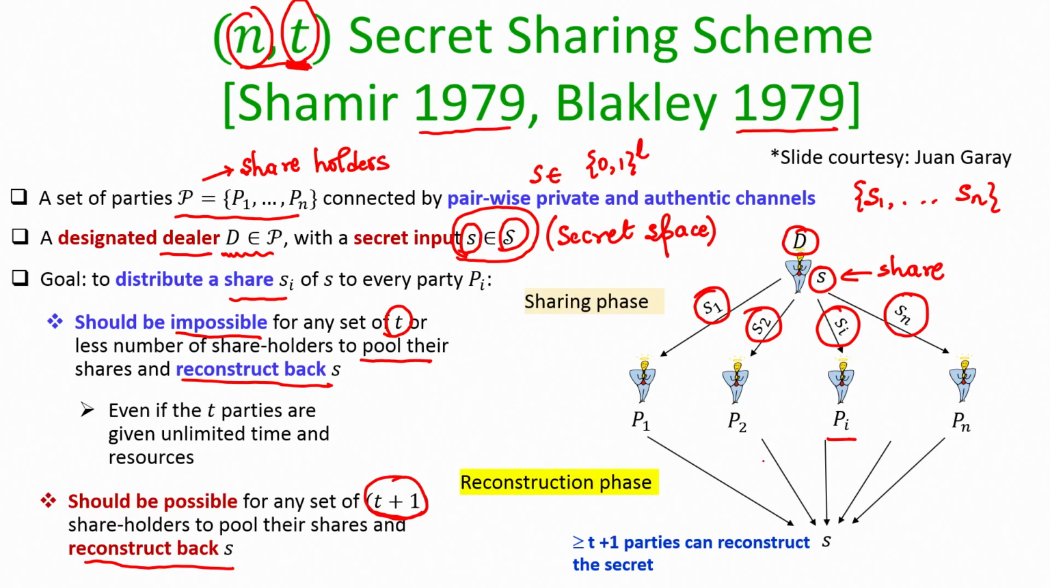Any number of shares up to t or less will fail to give you back the secret. Any number of shares which are t plus 1 or more should give you back the secret unambiguously, right. So, for instance, in the previous two examples that we had seen, my threshold t was 1 and my n was 3.